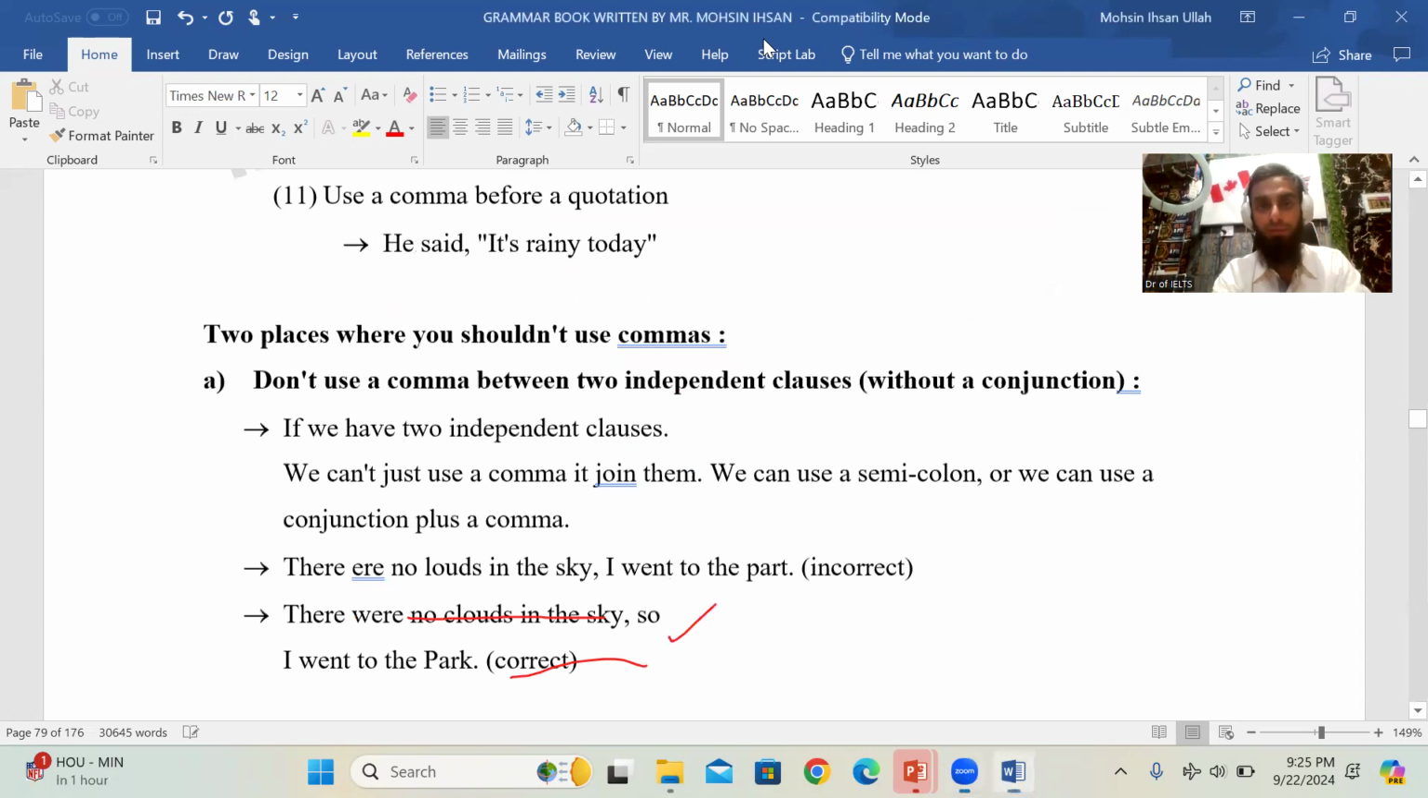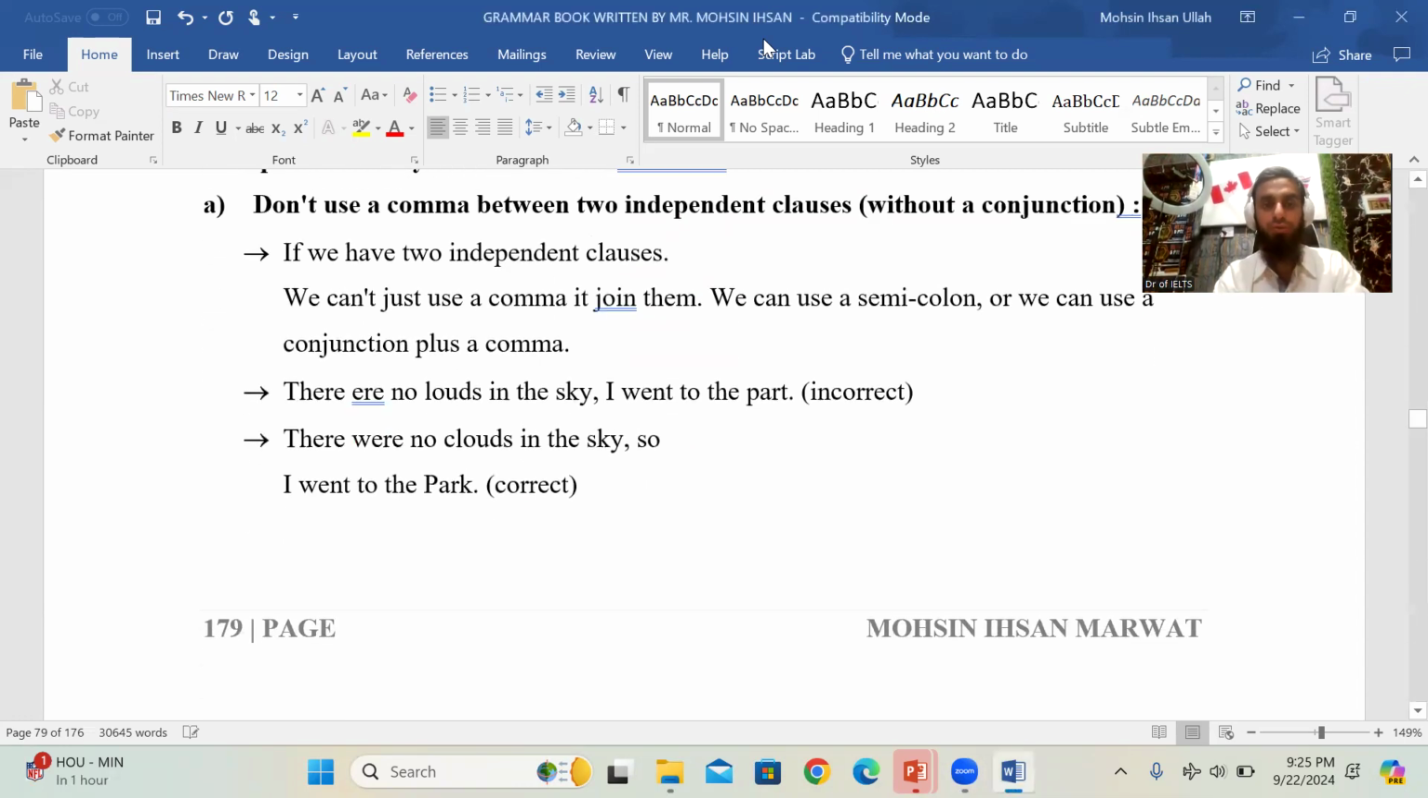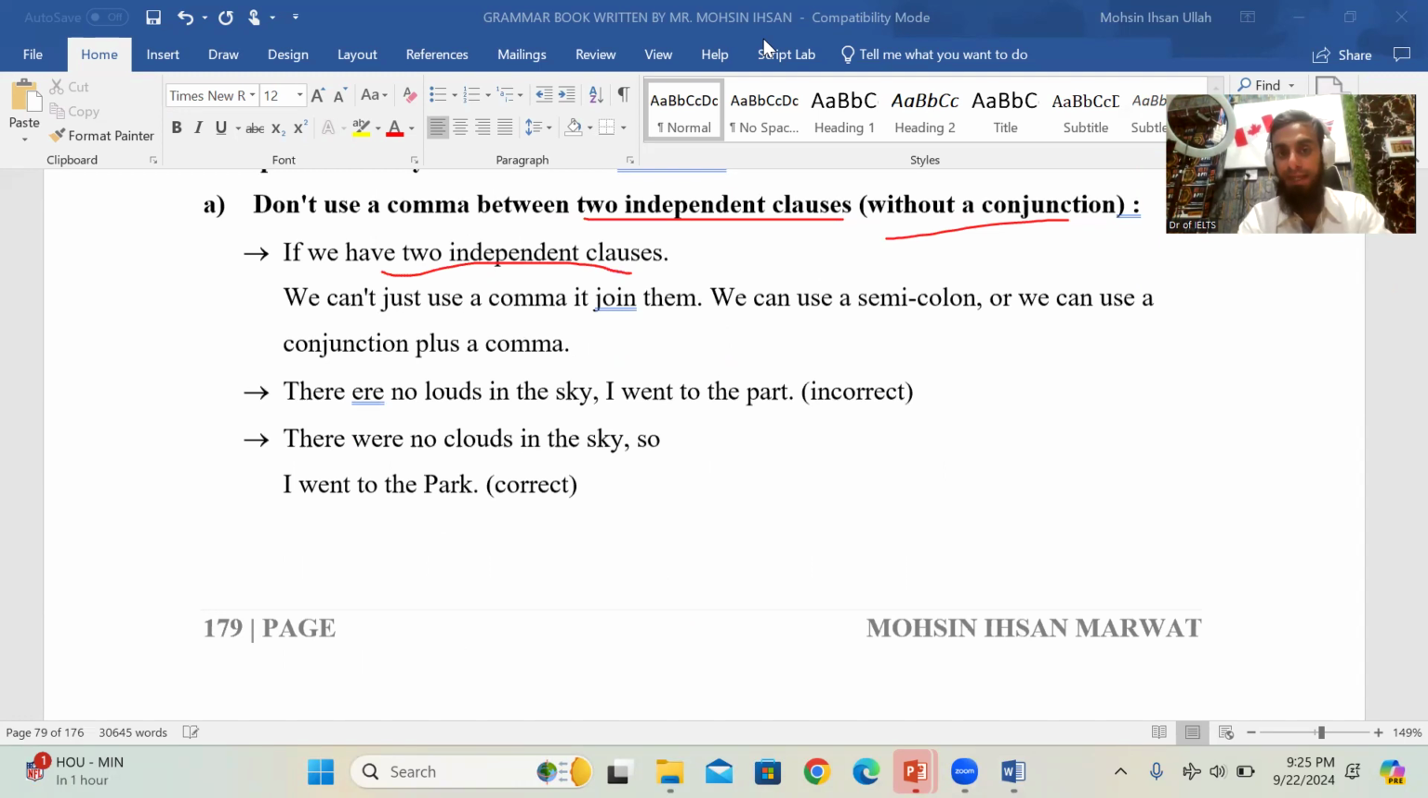So there are two conditions where we have to not use a comma, and that is: don't use a comma between two independent clauses without a conjunction. What does it mean? If we have two independent clauses, like in the dependent clause I told you, when it is dependent on another part of a sentence, we use a comma, right? But when the sentence is not dependent on another part of a sentence, we only combine it for the purpose of making it longer, and both the parts are independent. At that moment we do not use a comma. For example, we can't just use a comma in just order. We can use a semicolon.